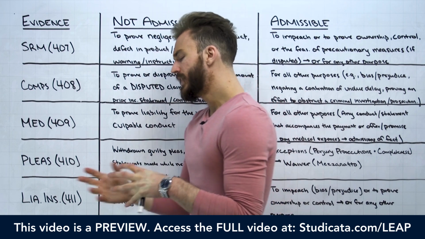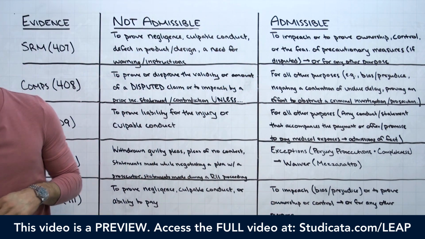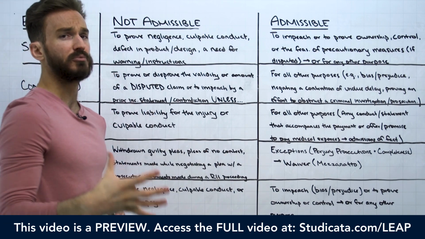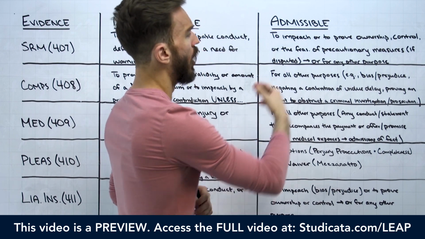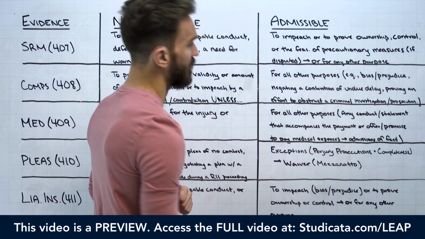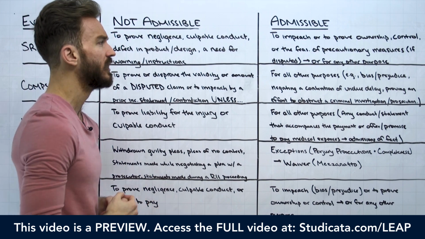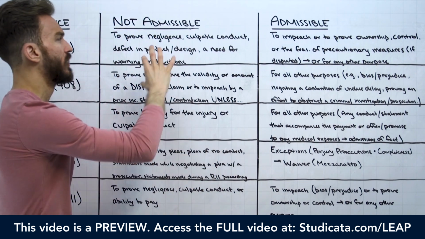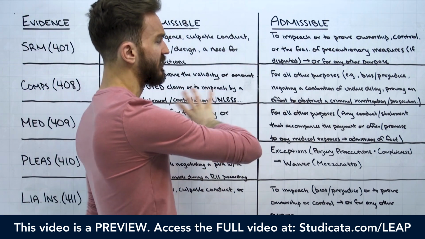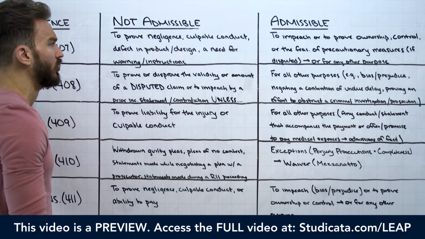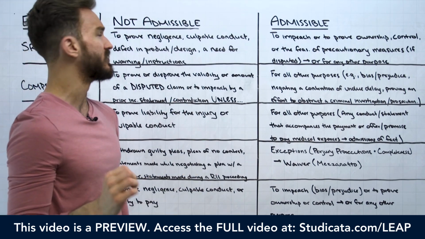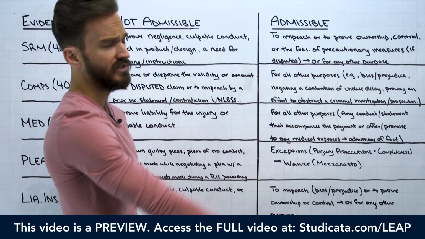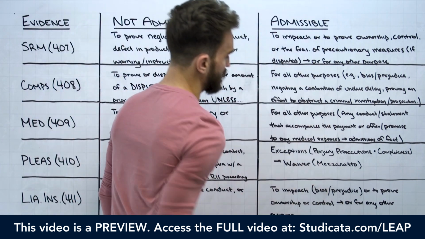Now, when can you introduce subsequent remedial measures under Rule 407? Well, you can introduce evidence of subsequent remedial measures to prove ownership, control, or the feasibility of precautionary measures if disputed, or to impeach a witness, or for any other purpose, right? It's important to recognize that with the flow of this analysis, if you're not offering the evidence to prove what's in this column, you're introducing it for any other purpose, it's generally going to be admissible, right?